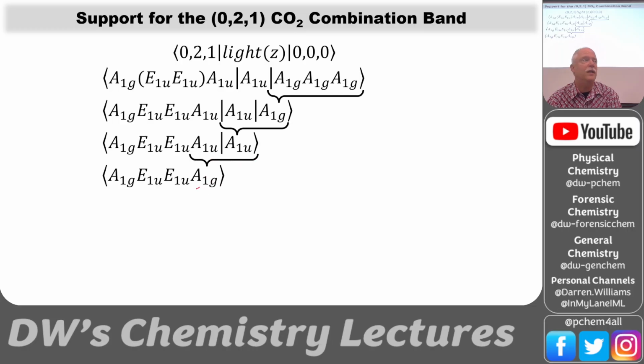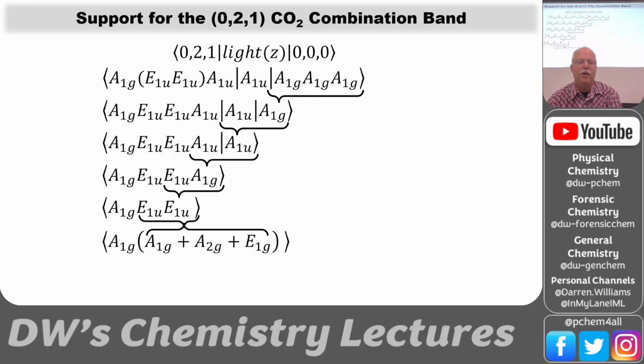Is everybody comfortable with that? U times U is G. Good. So then we get E1U times A1G. Again, A1G is top row, so nothing happens to E1U. Here's where it gets interesting. E1 times E1 is equal to A1 plus A2 plus E1. So this is from that character table, and then the U times U gives us G's. And then A1G times all three of those pieces, nothing is changed by that.